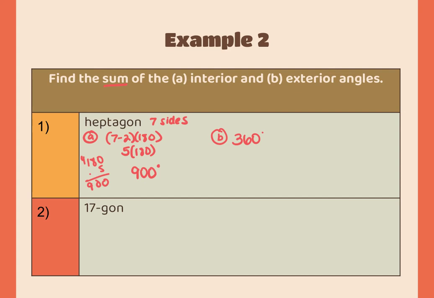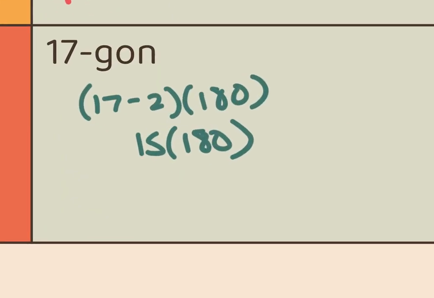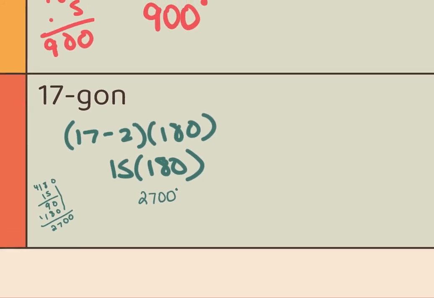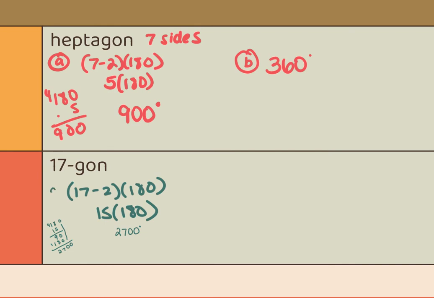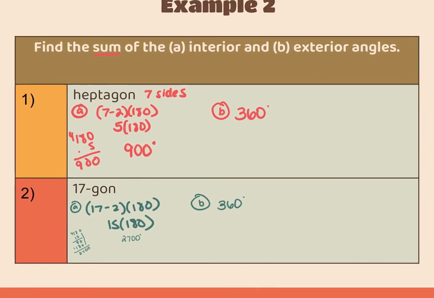For 2, 17 would be 17 minus 2 times 180. So 15 times 180. 180 times 15. Bring down that 0. 2,700 degrees. And the sum of the exterior is 360 degrees.